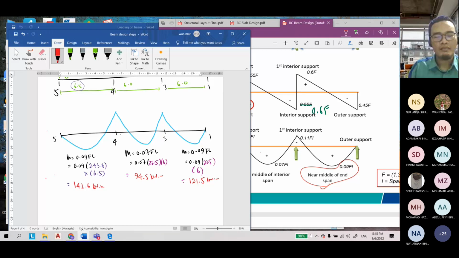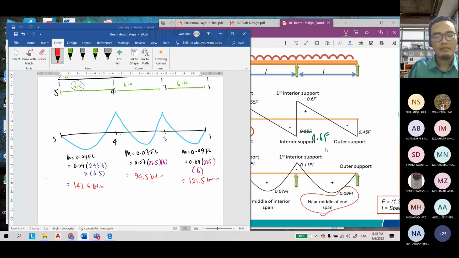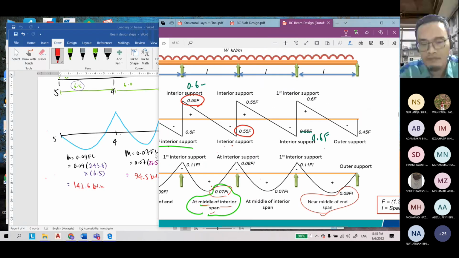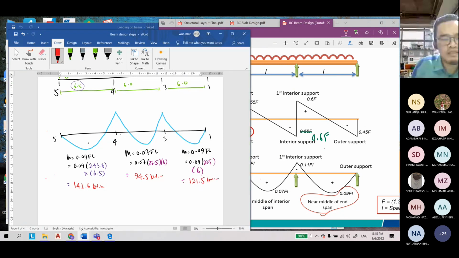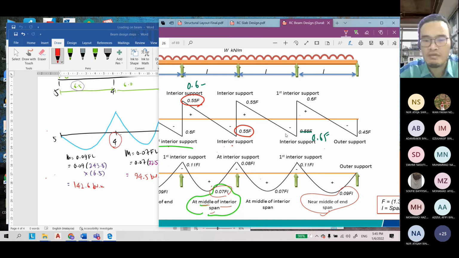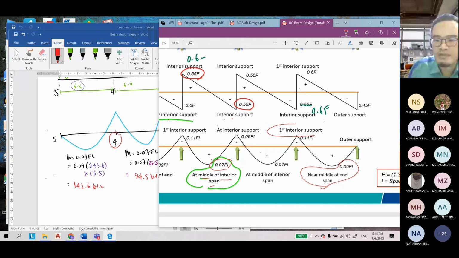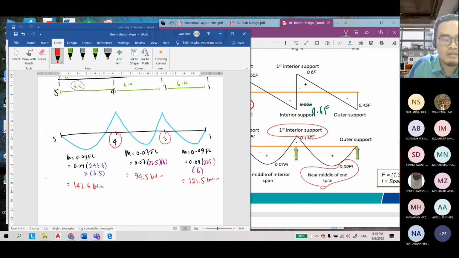And then at the first interior support, this is considered the first interior support, number 4, and number 3 is also considered the first interior support. Consider this one interior support. This is the end support, the outer support. So this is number 1, also an outer support. From the right, this is the first. From the left, this is also the first.